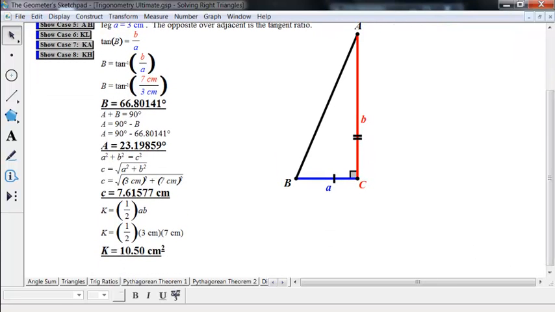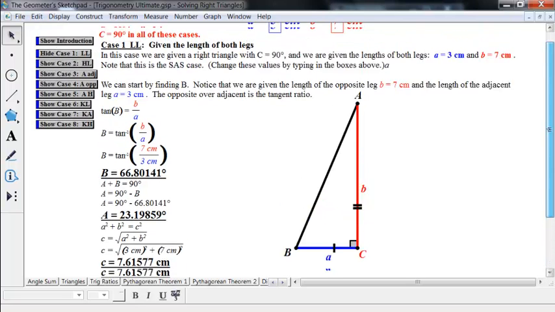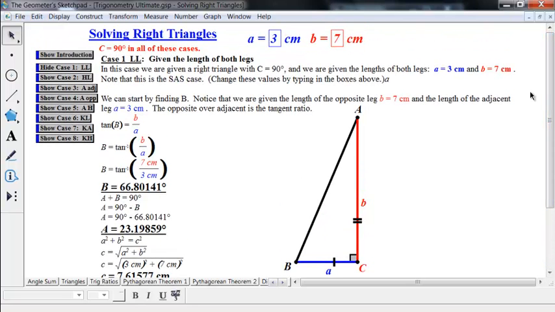And finally, do the area. It's 1/2 A times B. So 3 times 7 is 21. Half of that is 10.5. So it's 10.5 square centimeters. And that gives you a couple of examples. You can come back to this sketchpad sketch and check any problem that you want to. So you can practice this as much as you want and check your answers here with this sketch.